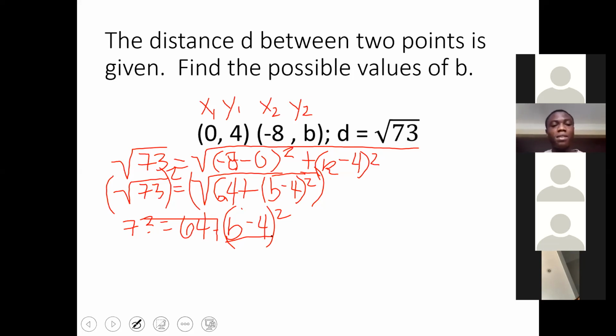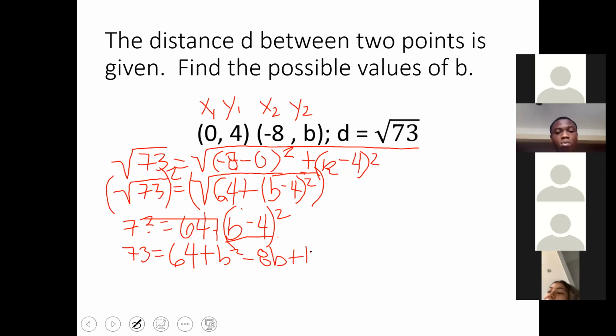I'll do that then. So say 73 equals 64. Then I'll say plus b squared minus 8b, then positive 16. Perfect. Now we can subtract 73 from both sides.